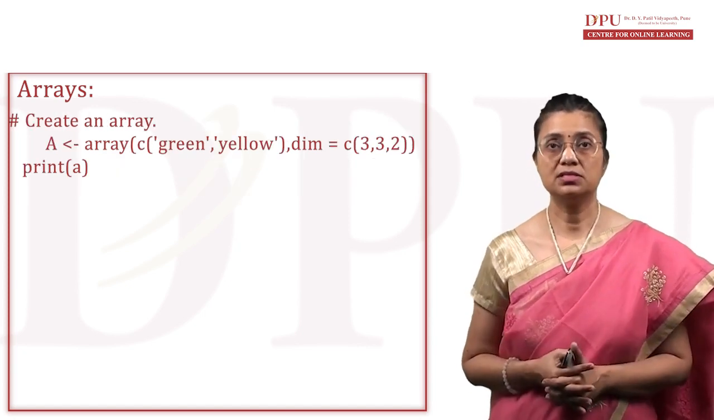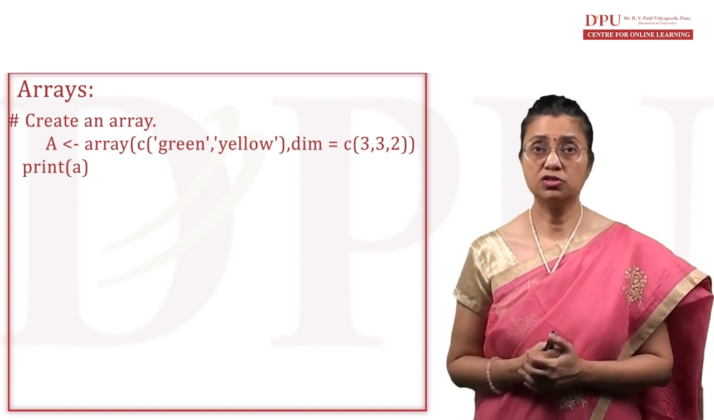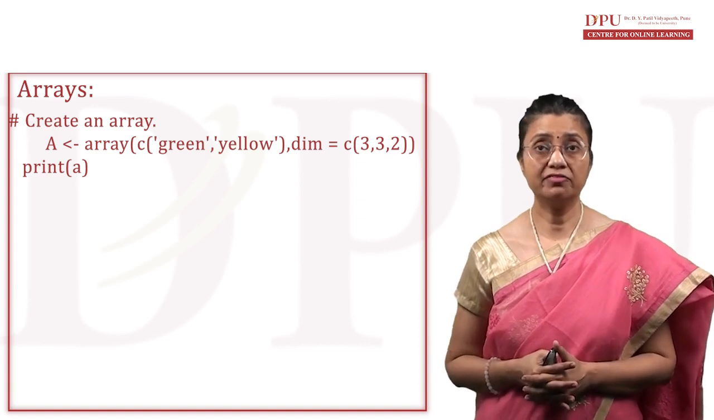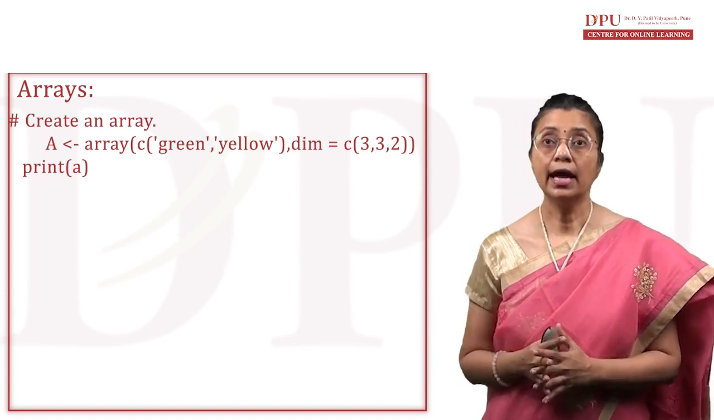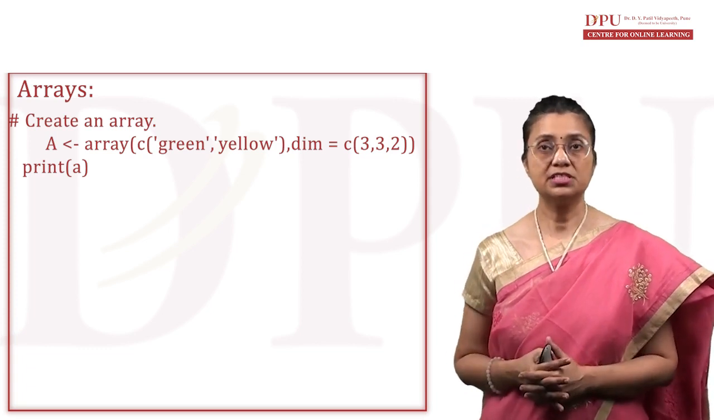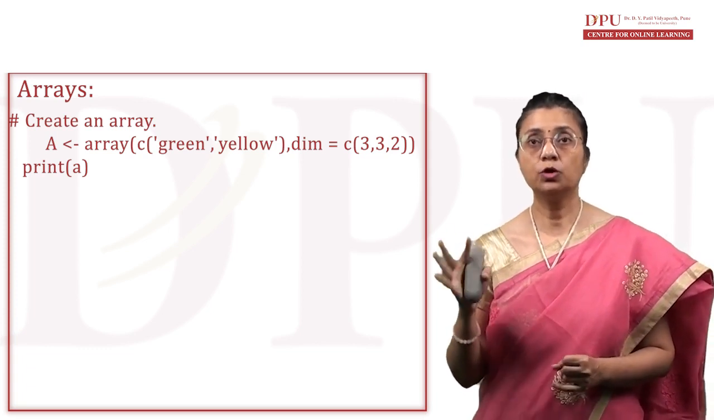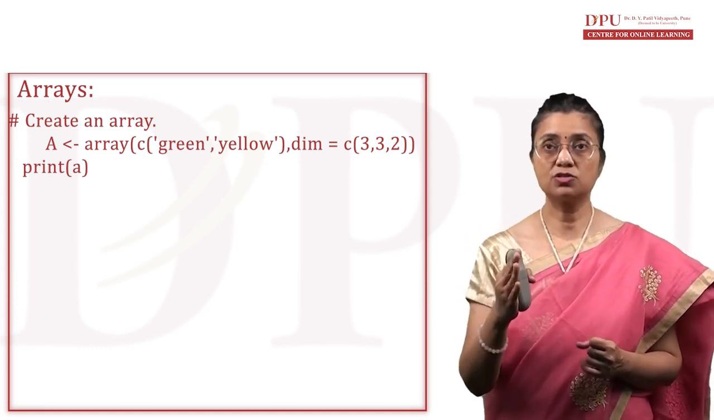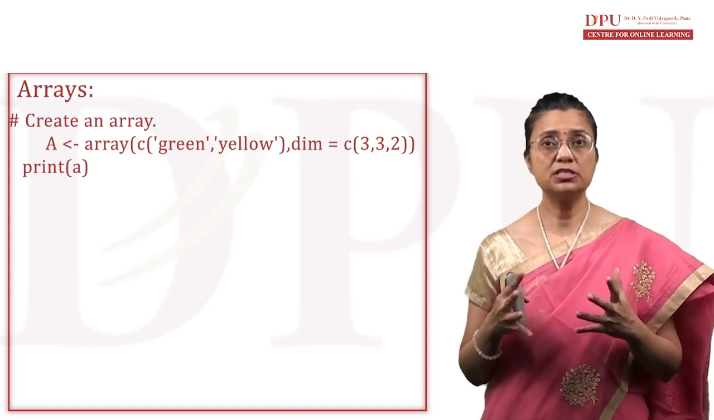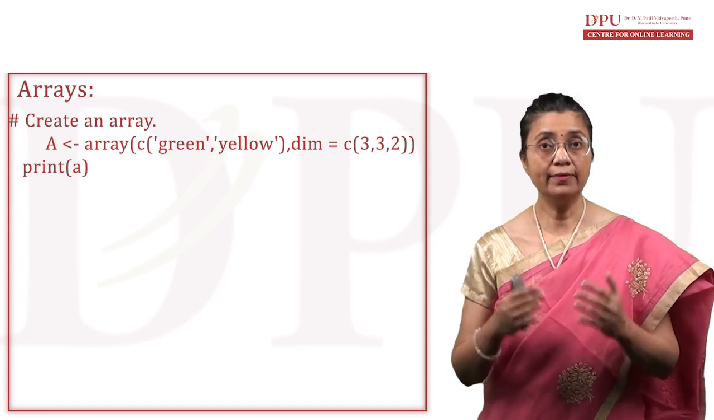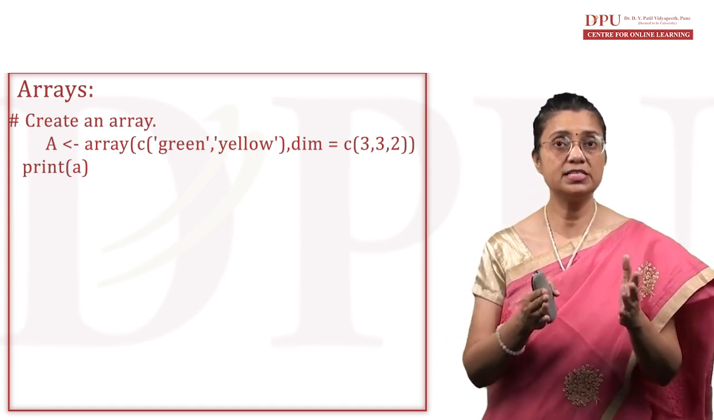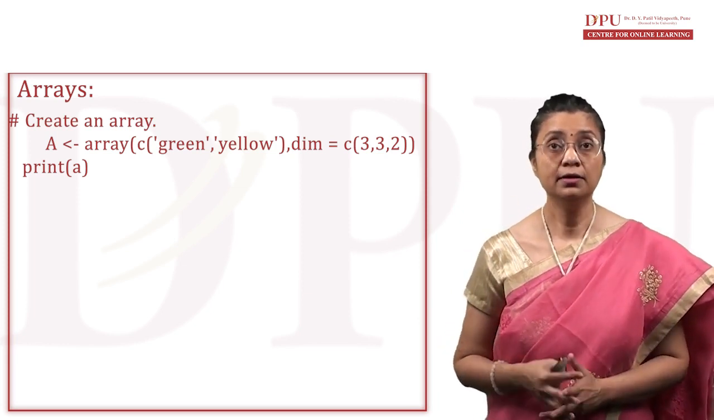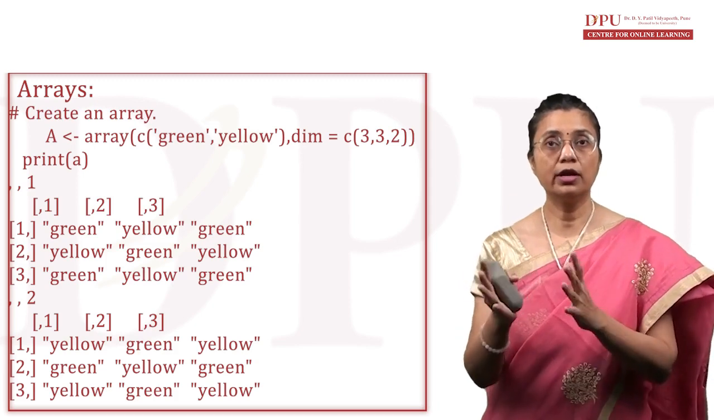So in this example, you can see I have created an array with the array function. The name of the array is A over here. Again, with the c vector, I have created the keywords green and yellow, and the dimension is again created with a c function: 3, 3, 2, which means 2 matrices of size 3 by 3. So the first is row, second is column, and the third is the number of matrices. Then I write print A. A is my array. So I'm just printing A and I get the matrices, and you can see the values automatically filled by putting green, yellow in an alternating manner.